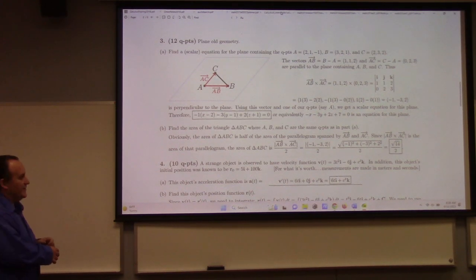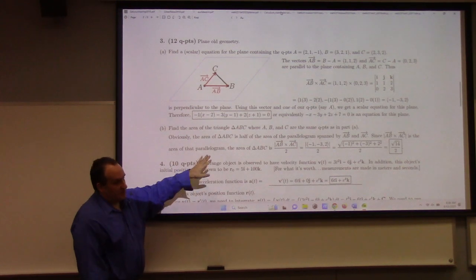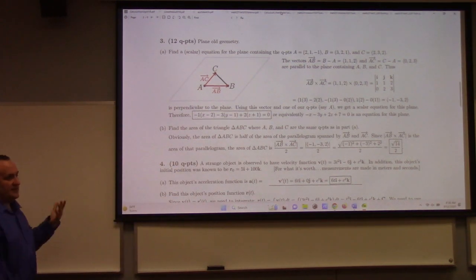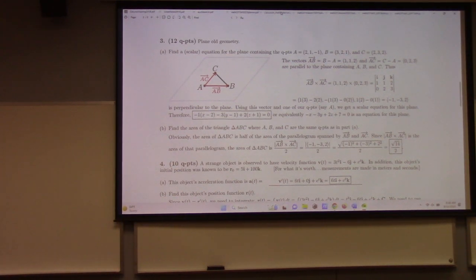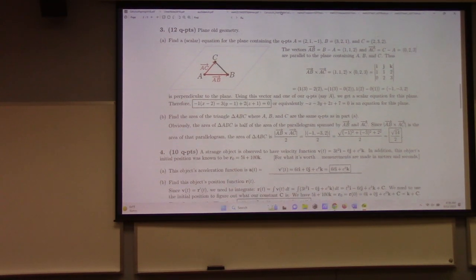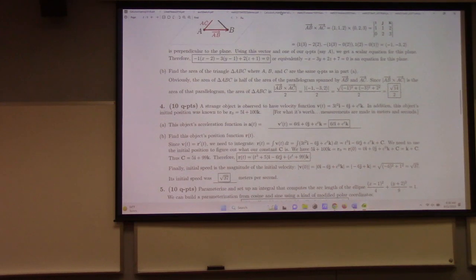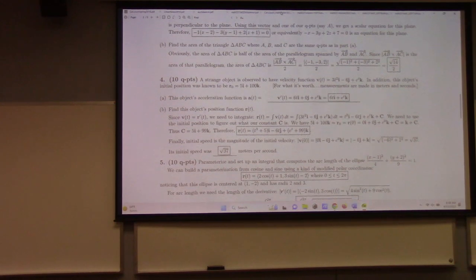You know, the area of the triangle, again, it's half the magnitude of the cross product. So you've already calculated the cross product to set up the plane equation, so that should have been a gift, right? Any questions about number 4?